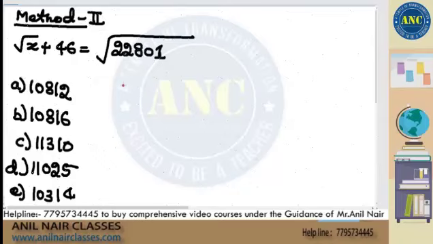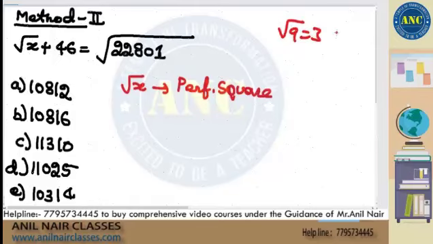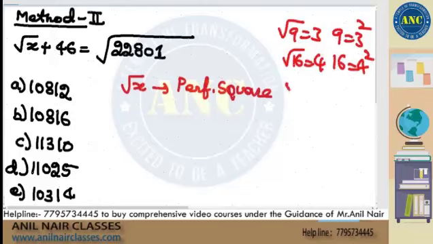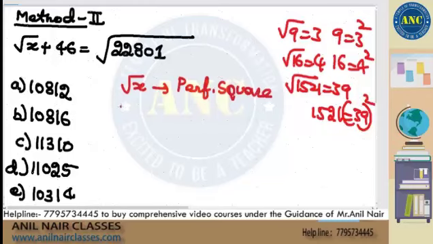See here. Root x is a perfect square. Are you all with me? For example, root 9. Root 9 is 3. 9 is 3 square. Root 16 is 4. 16 is 4 square. Root 1521 is 39. 1521 is 39 square. Another idea in the question. Root x is a perfect square.